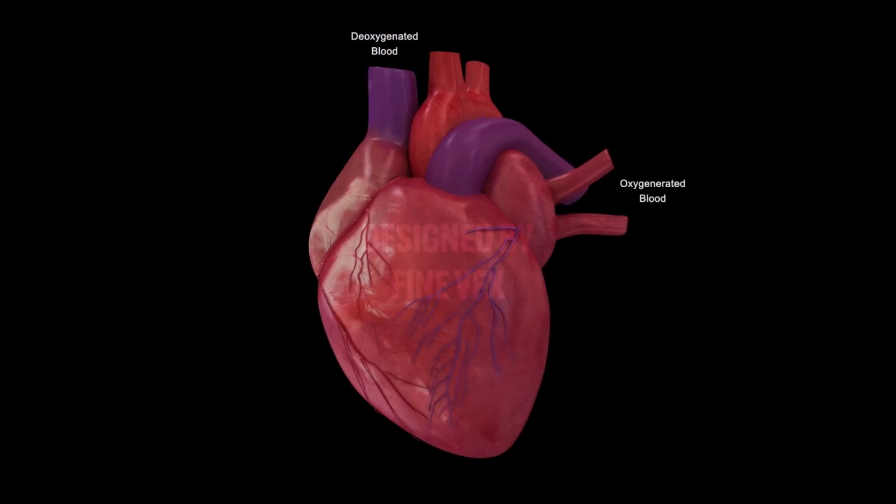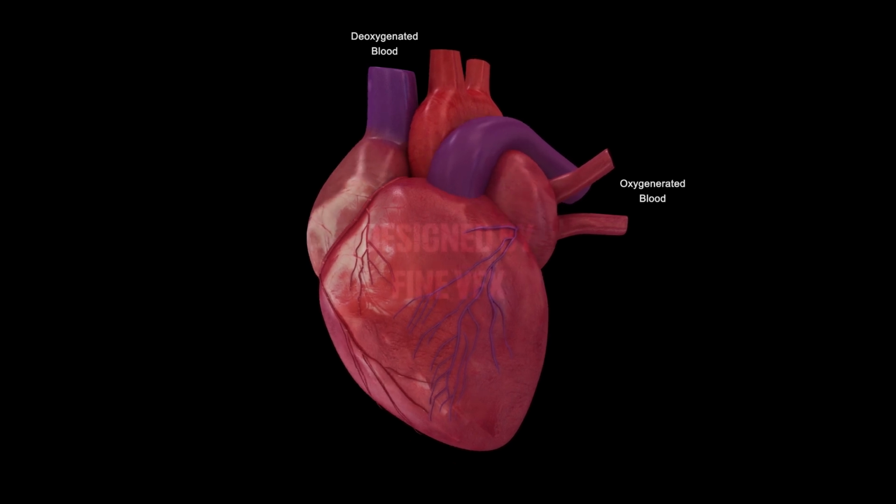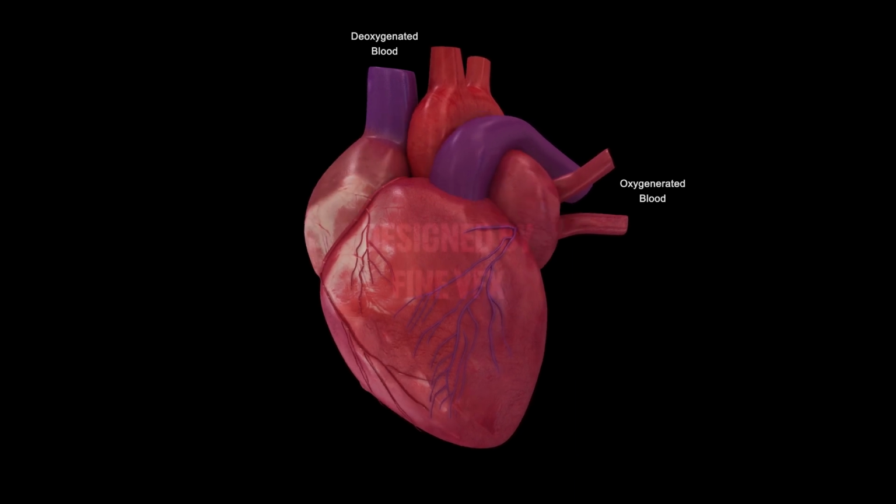Let's start off with some basic foundations before we begin. When we are talking about veins, we are talking about blood vessels that are carrying deoxygenated blood towards the heart. And when we are talking about arteries, we are talking about the blood vessels carrying oxygenated blood away from the heart. For the sake of our drawing, blue is going to be used to signify deoxygenated blood and red is going to be our oxygenated blood.